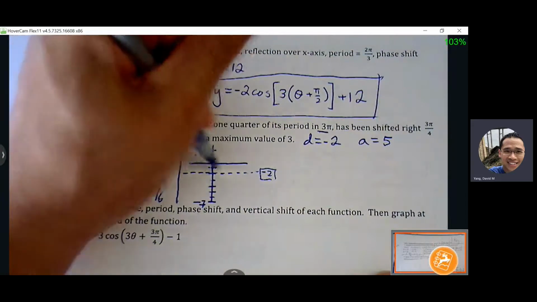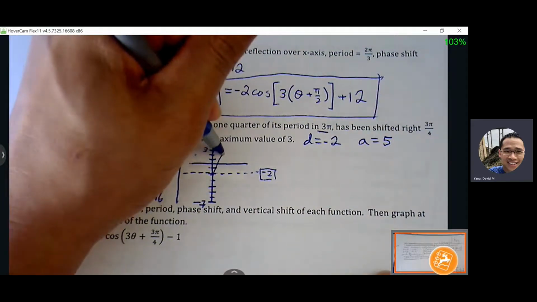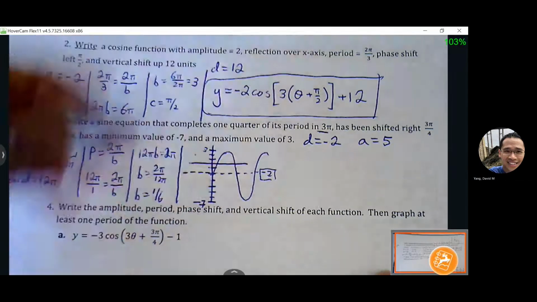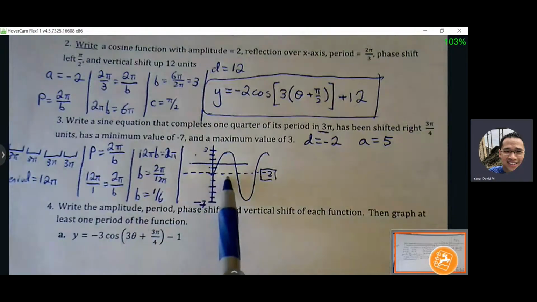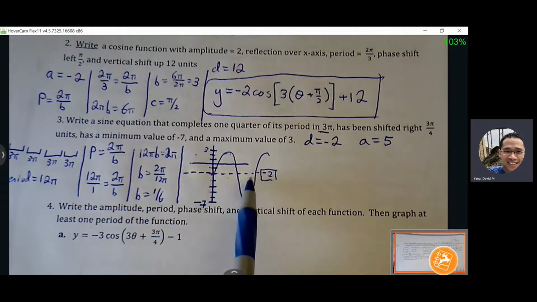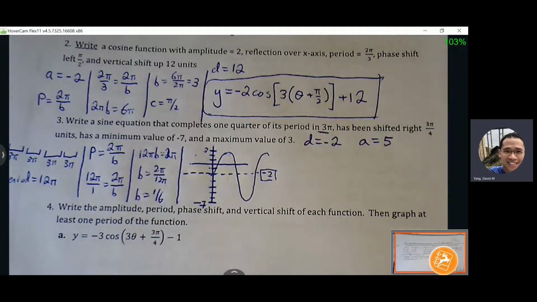So if I can imagine a sine graph, amplitude counts from the center to the maximum, right? Remember, amplitude, we never go from minimum to maximum. We go from the center to the max. So that can be a distance of 5. If you count from the center to the bottom, it should be 5 as well. So we should be completely symmetrical between the center to the maximum versus center to the bottom.